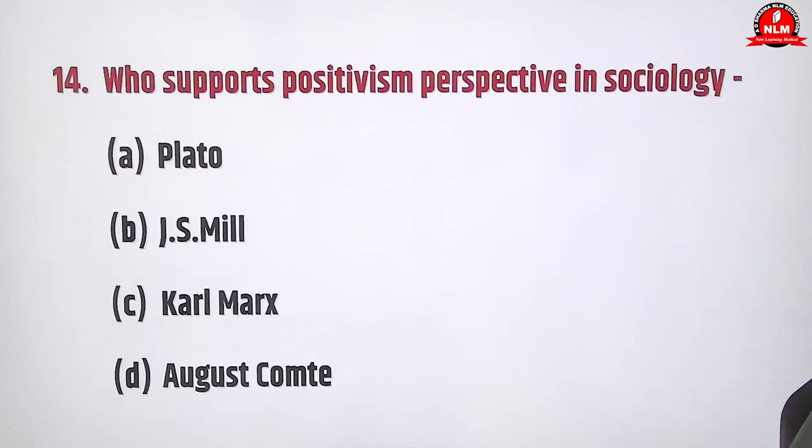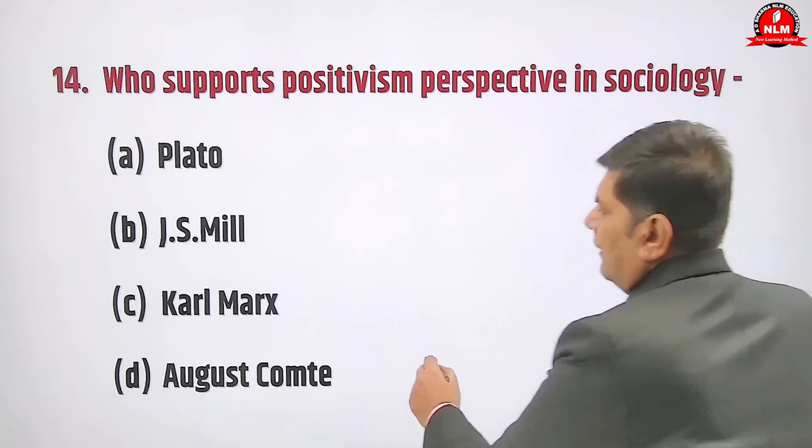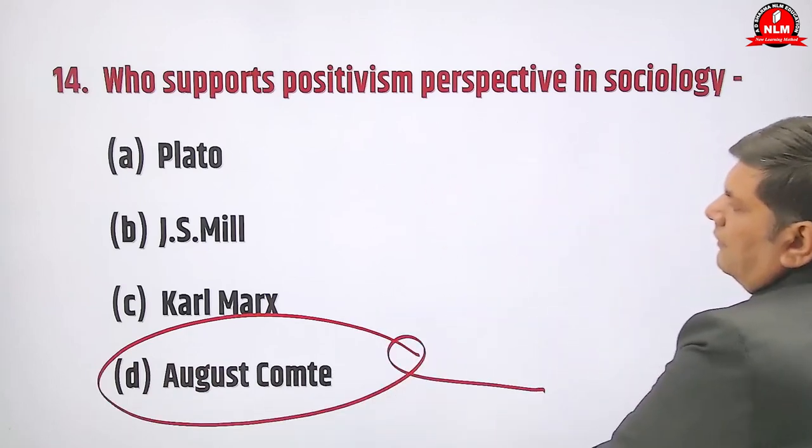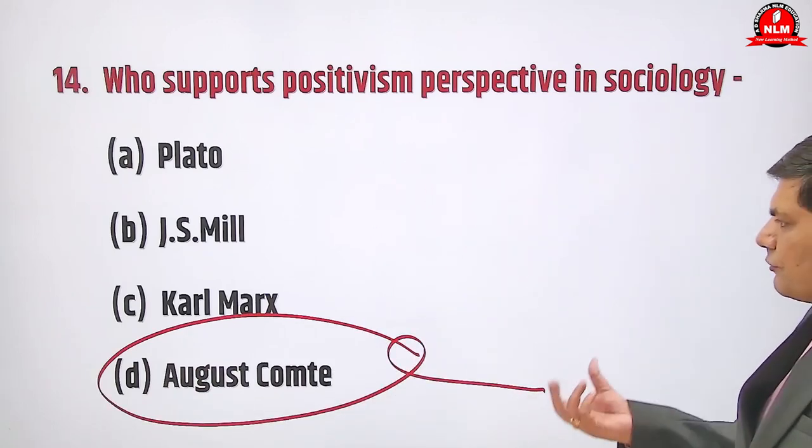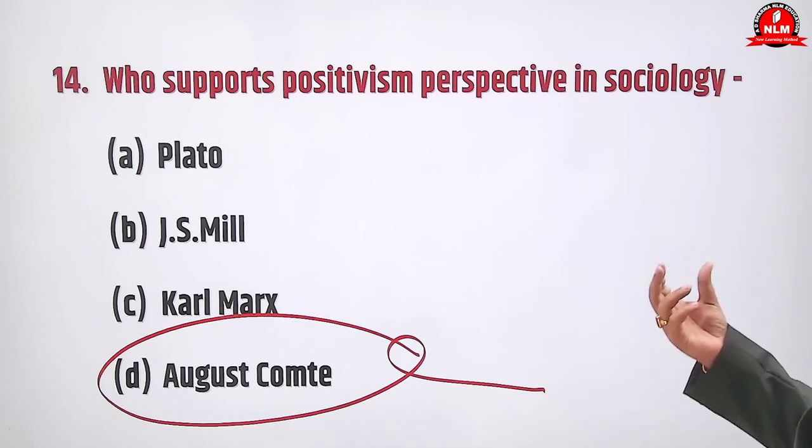Now we discuss question number 14. Who supports the positivism perspective in sociology? Plato, J.S. Mill, Karl Marx, Auguste Comte. Auguste Comte. Auguste Comte was a famous sociologist who believed in the positivism perspective.